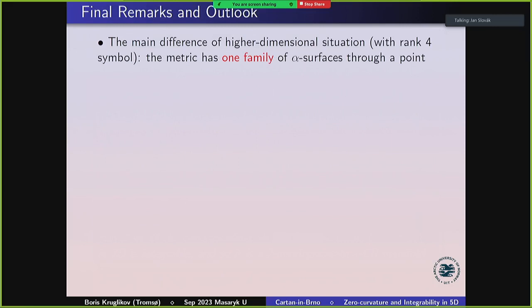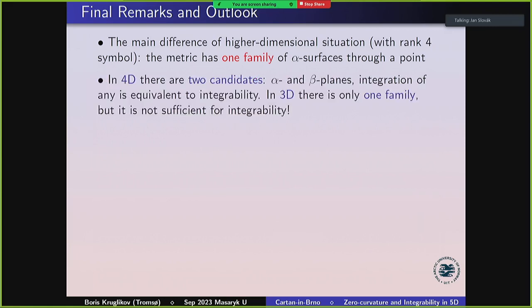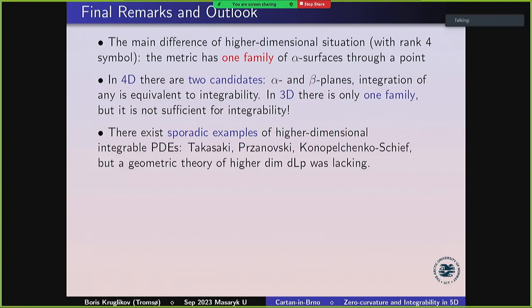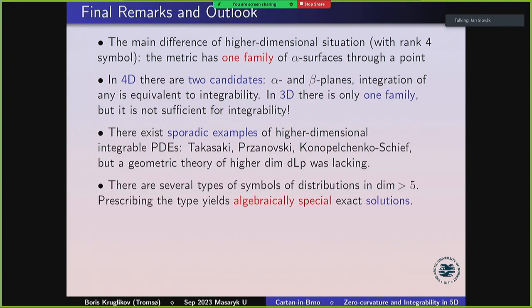So I briefly summarize the story. The main difference with the high-dimensional situation is that the metric has only one family. Like in 4 dimensions, there's alpha and beta, and you have to kind of correctly guess what is correct or compute, right? Here you see right away from algebra what they are. So that's one family. And only sporadic examples exist in 4D, so I don't discuss those.